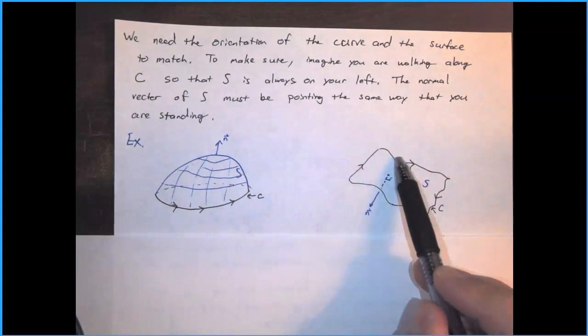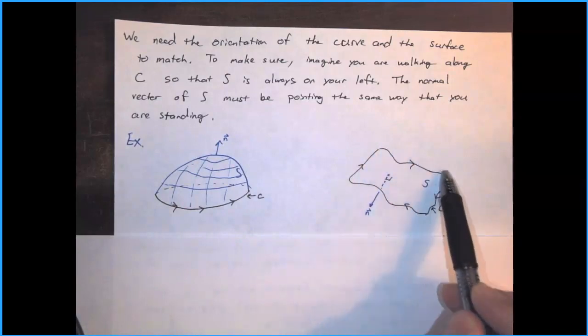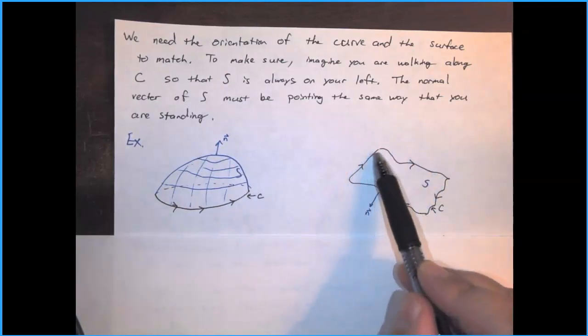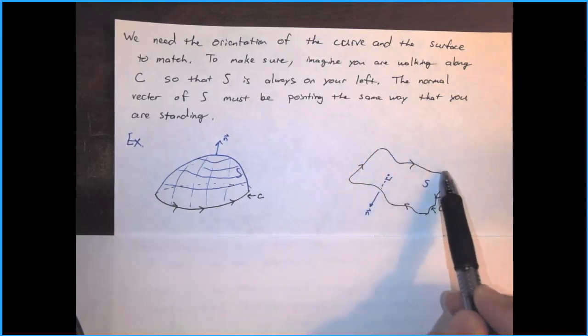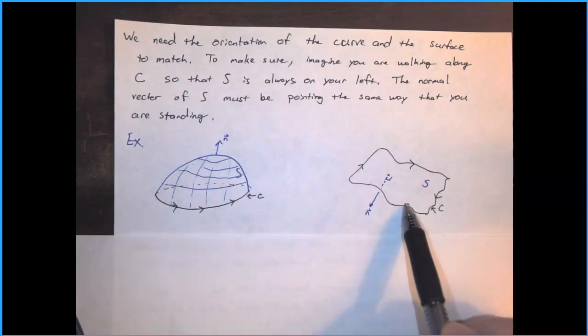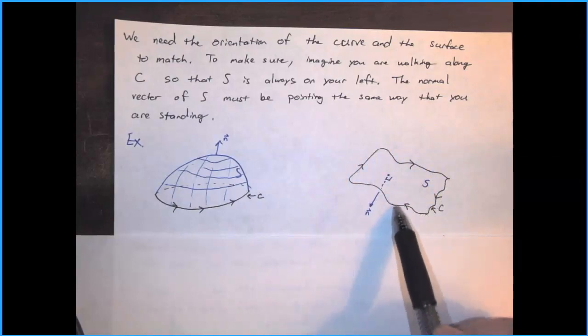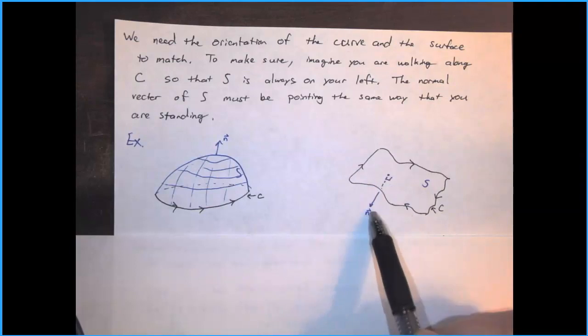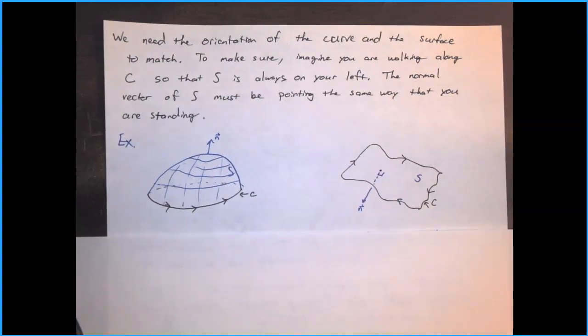For this surface, let's say I'm told I have to walk along the curve in this direction. In order for the surface to be to my left as I walk along the curve in this direction, I have to be standing upside down on the curve. So that means the normal has to be pointing down. That's what I mean when I say the orientation of the curve and the surface have to match.